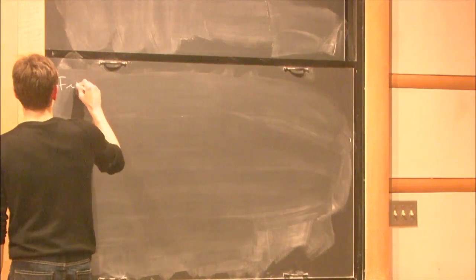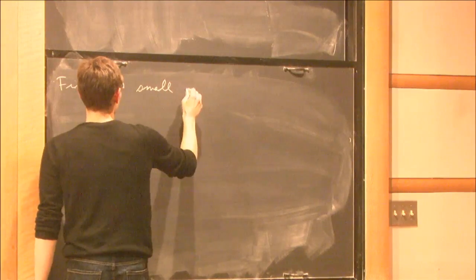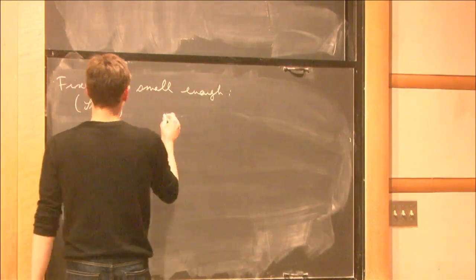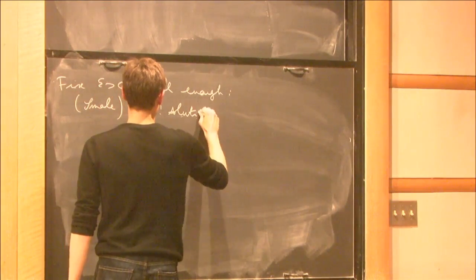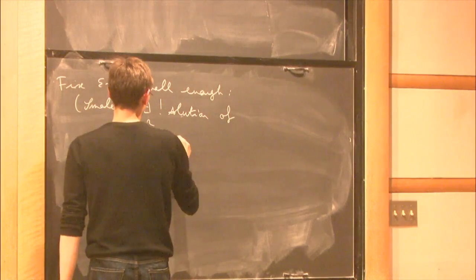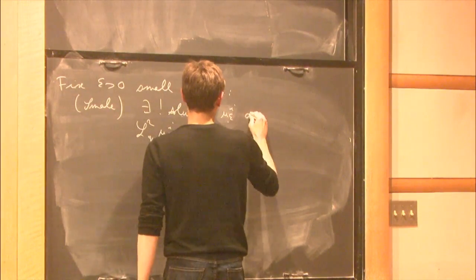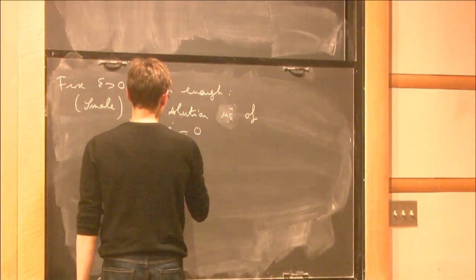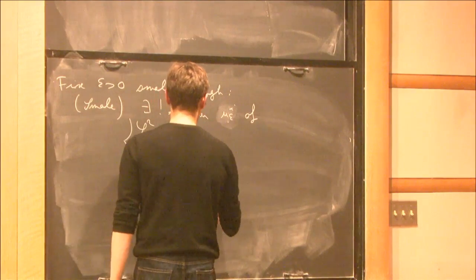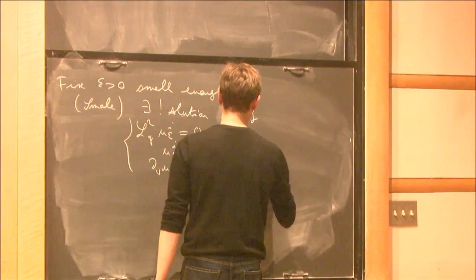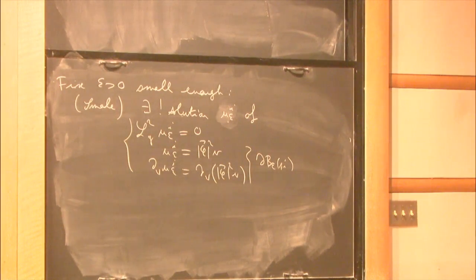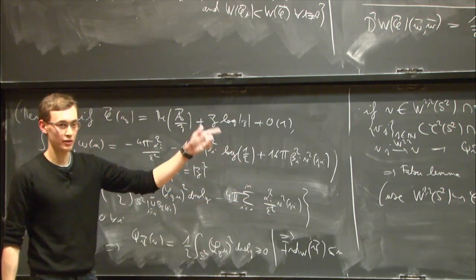So fix epsilon positive, small enough. Then by a result of Smale, there exists a unique solution of the following problem: L_g squared of u_epsilon^i equals zero, and you give Dirichlet plus Neumann conditions equal to d_nu of phi squared v. You fix some little epsilon_0, and you want to understand this quantity, that is, you want to make this singular term appear, and the thing which will remain are these lambda_ij.